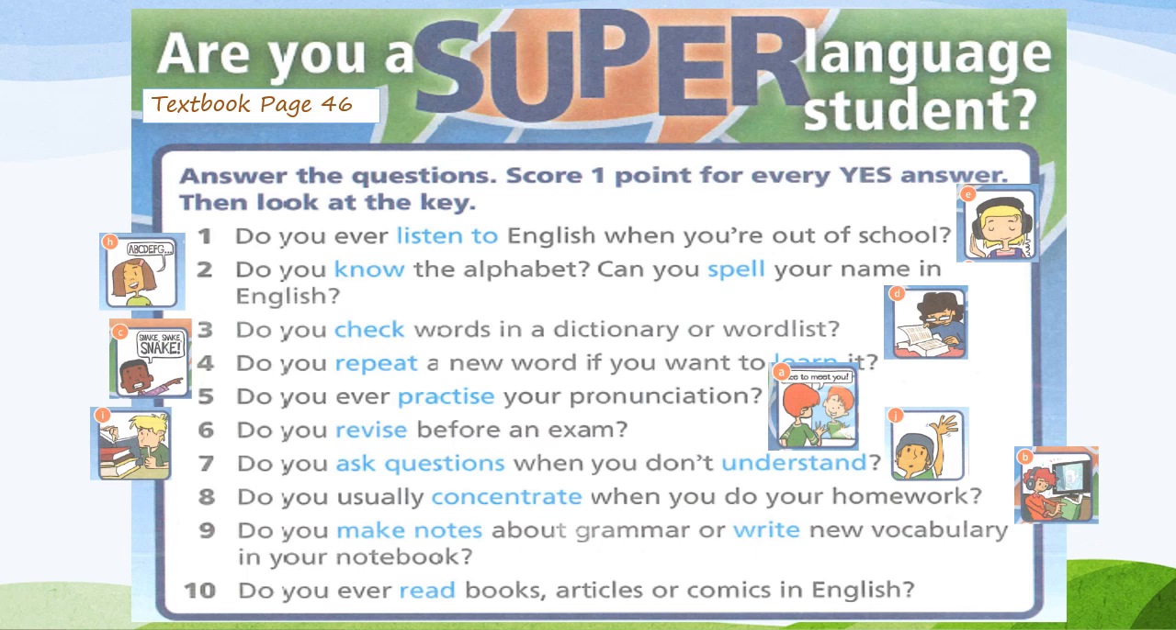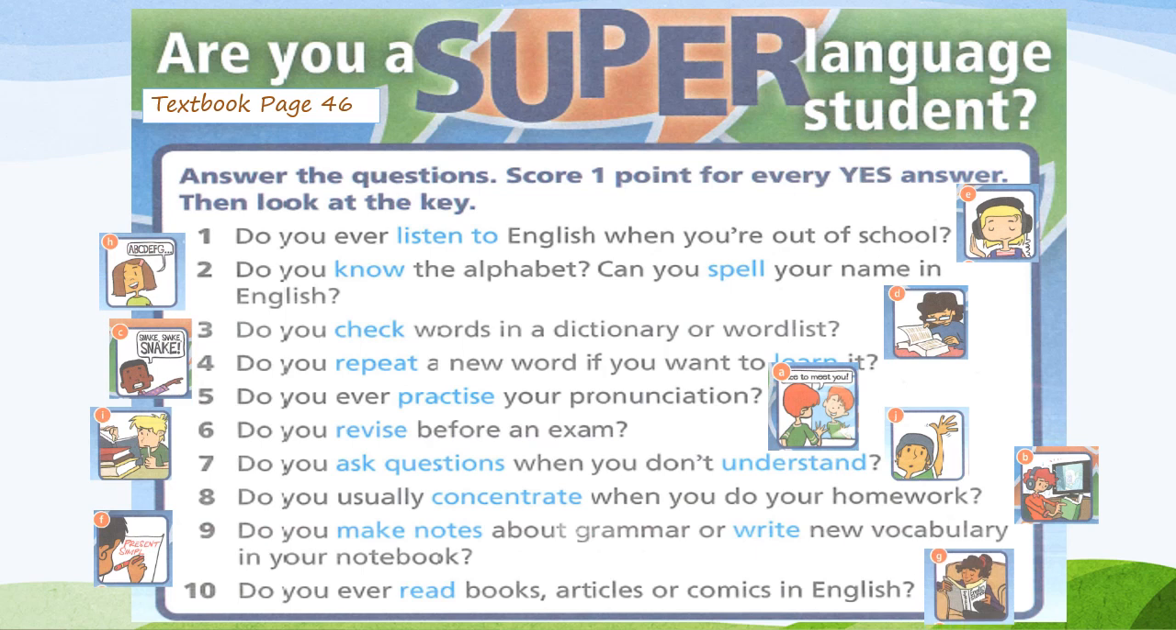Okay, what's the meaning of concentrate? Concentrate means you stay focused. 你专心的,专注的, memberi perhatian. Okay, memberi focus. You're not distracted by the TV. You stay focused. You do not stand up and go to the kitchen all the time. You concentrate, 专注. Okay. Do you make notes about grammar or write new vocabulary in your notebook? Do you write down some notes? 你有没有做笔记? All right. Do you ever read books, articles, or comics in English?